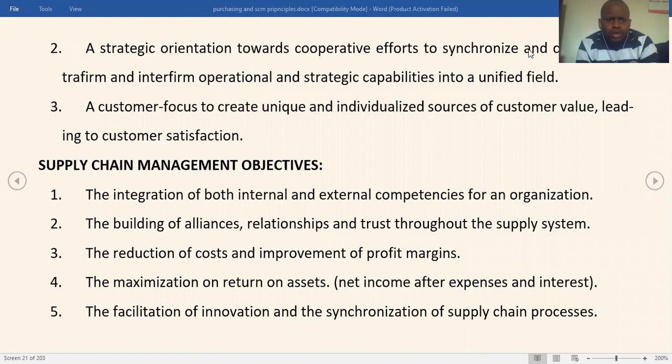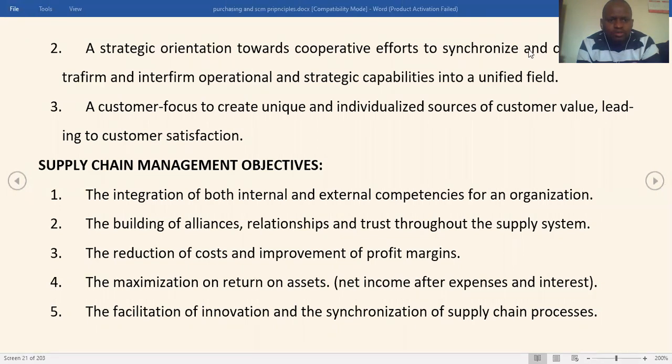Welcome to today's class. Today I'll talk about supply chain management objectives. As you all know, supply chain is very key in any organization that wants to achieve the best when it comes to various strategies, the best when it comes to reduction of cost, the best when it comes to maximization of profits. So what are some of the objectives of supply chain management?